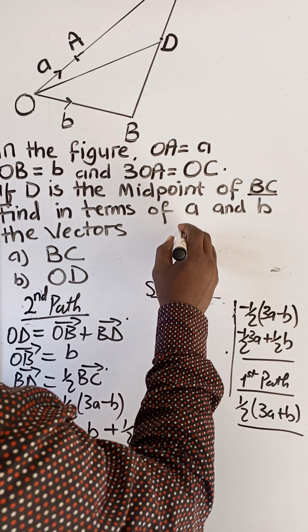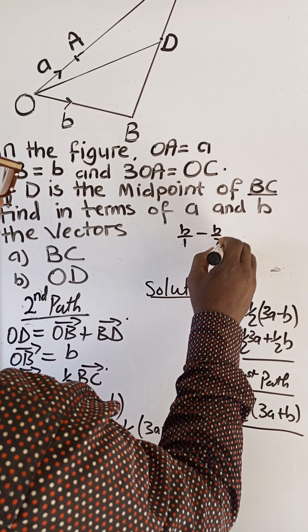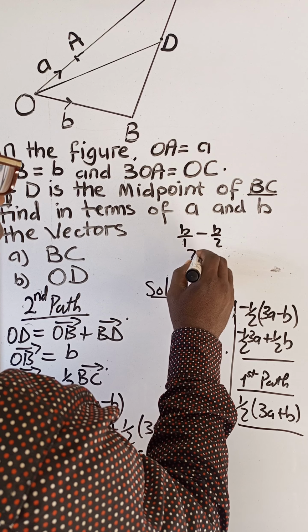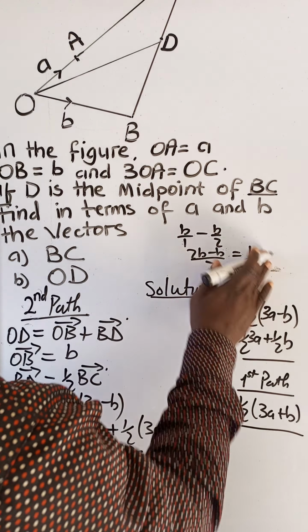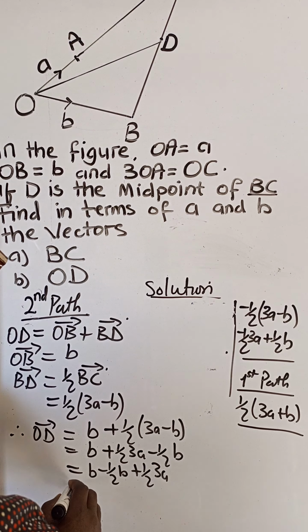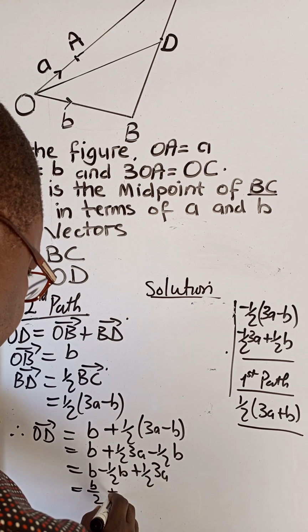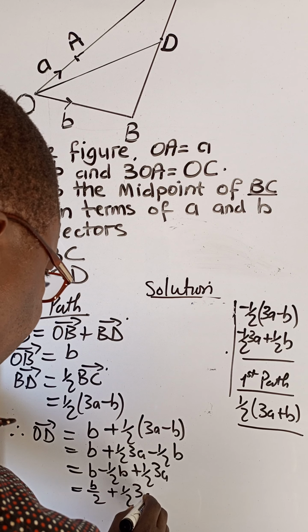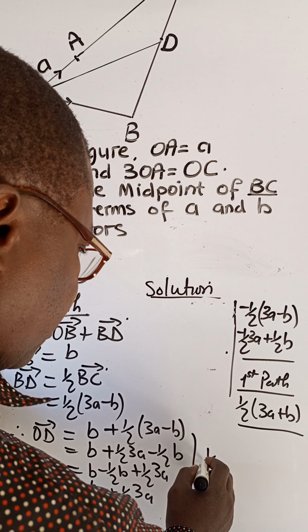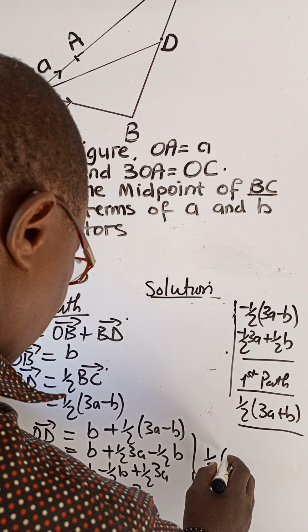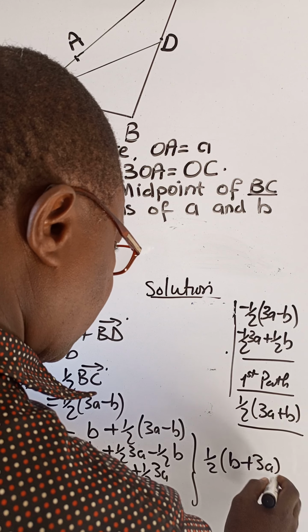Now let's do this one. b can also be written as b all over 1 minus half b. The LCM is 2, so we end up with 2b minus b, which gives us b all over 2. So this one now comes to b all over 2 plus half 3a. We see half is common, so we put a half outside and factorize. We're going to have b plus 3a.